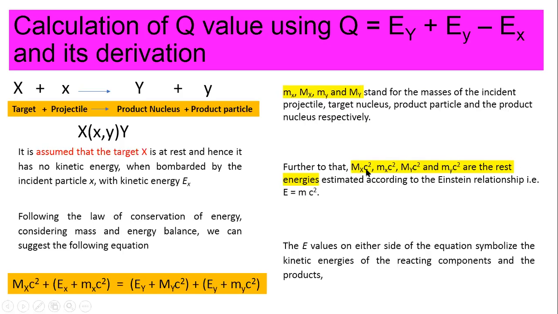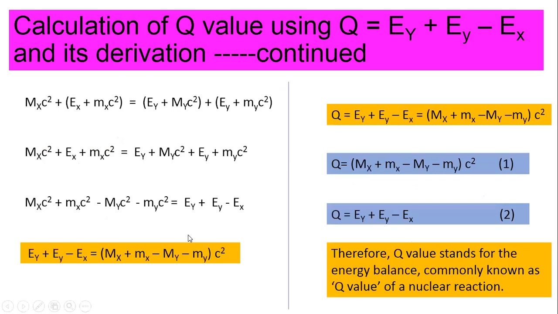So these mc square terms, with the x and y, are actually the rest energy, estimated according to the Einstein relationship E equals mc square. So this is the equation I am going to use to go further through the derivation, as we explained in the previous slide.